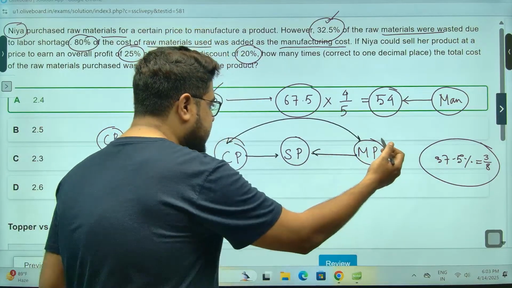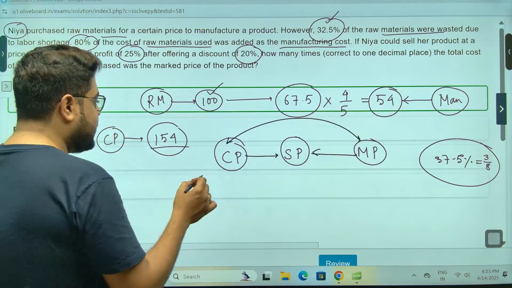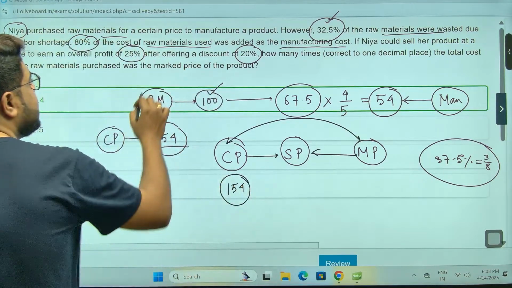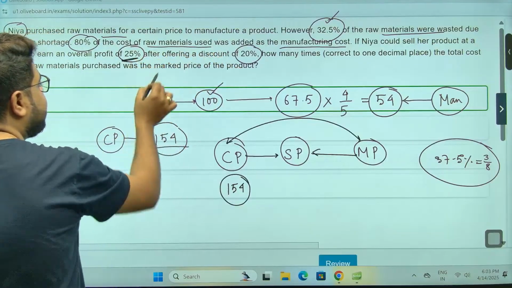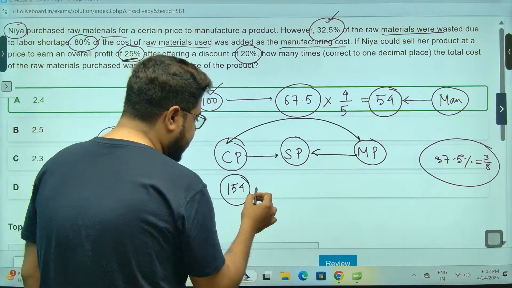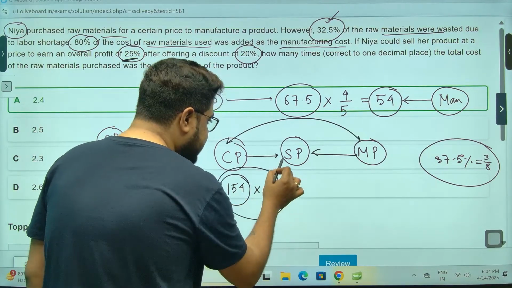So from both the sides you get to SP and equate there. You see, na? Sir, 154 is the CP. How much profit, sir? Profit is 25%. Meaning, sir, 125% will be SP. 125% means 5 divided by 4. This is SP, na, sir.